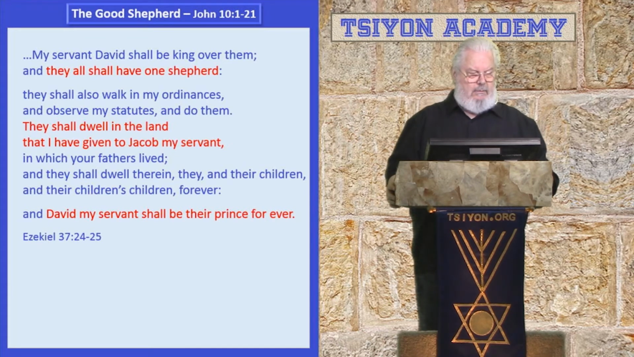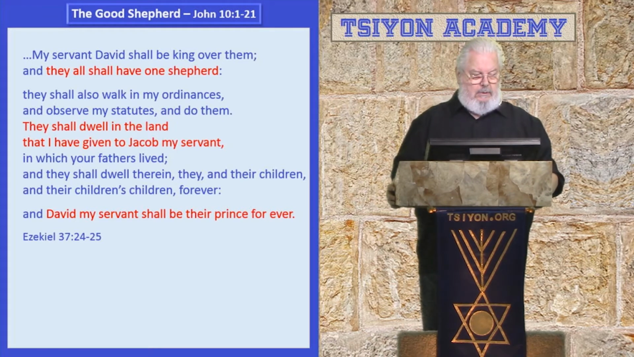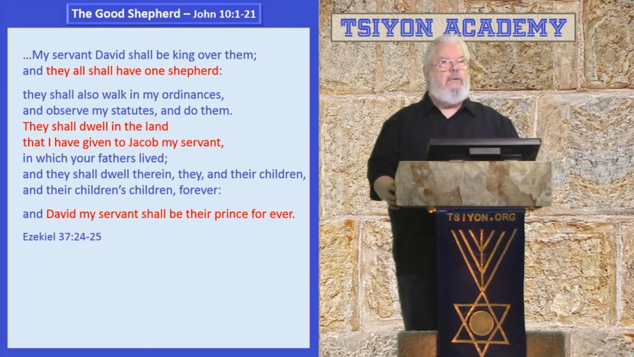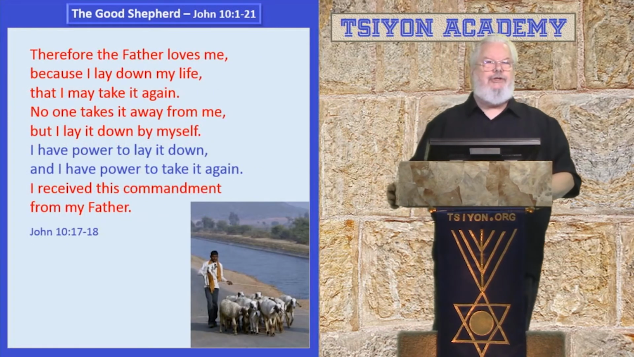And it goes on, they all shall have one shepherd. Again, John 10 is talking about this. When Yeshua says one shepherd and one flock, this is what he's talking about. They shall dwell in the land that I've given to Jacob my servant. David my servant shall be their prince forever. One shepherd. In the land. One nation.